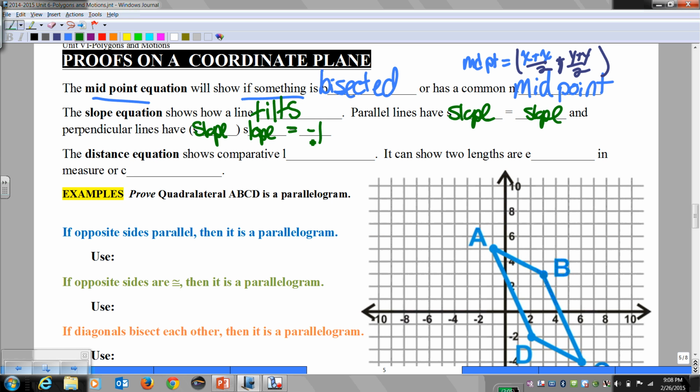The slope equation will show how a line tilts. Parallel lines, slope equals slope. Perpendicular lines, slope times slope will multiply to -1 or be an opposite reciprocal. Remember, the slope equation is rise over run. Rise, subtract the y's. Over run, subtract the x's.